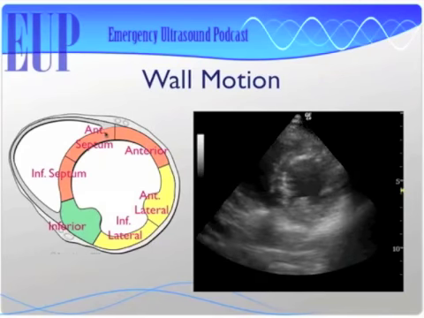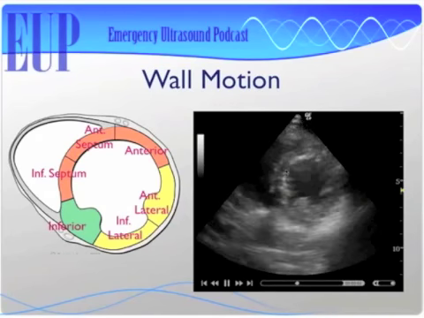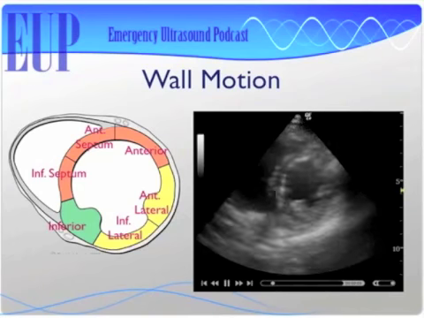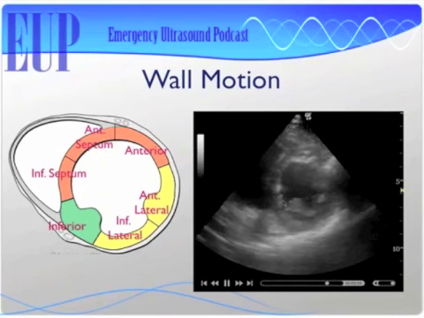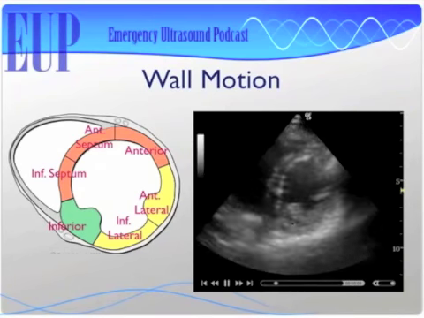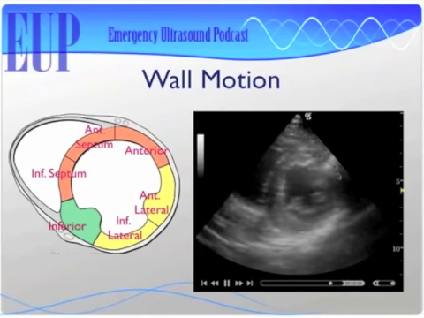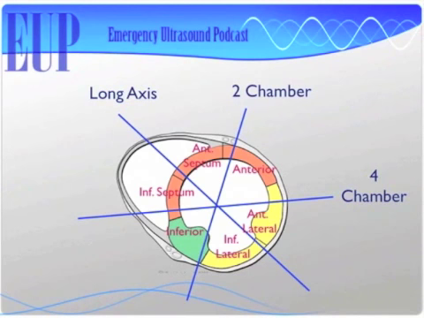And just real quick, segments are broken up into the anterior septum, which is right here. So that's the anterior part of the septum. The inferior septum, which is right here, that's the inferior portion, right? The actual inferior heart, which is down here, and then you go inferior lateral, anterior lateral, and then anterior all the way up here in the front. And then we can actually look at the different windows as they correspond to the short axis.